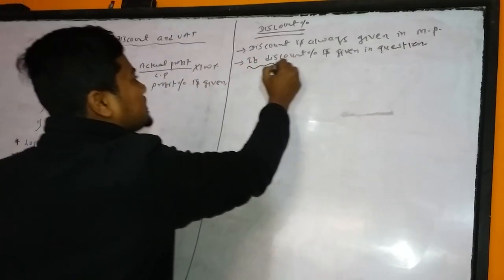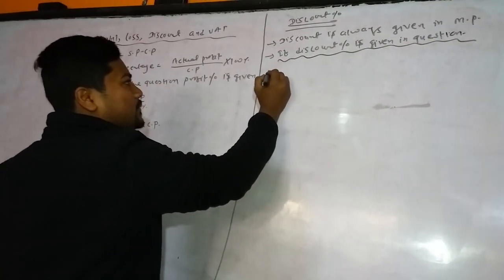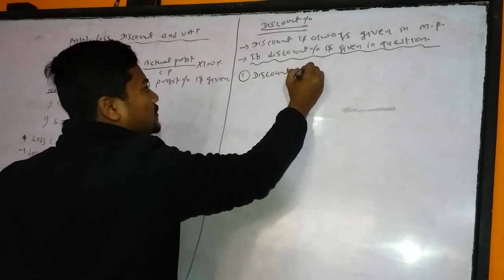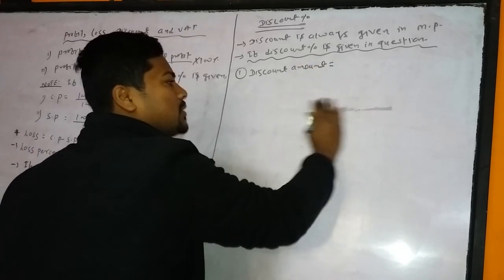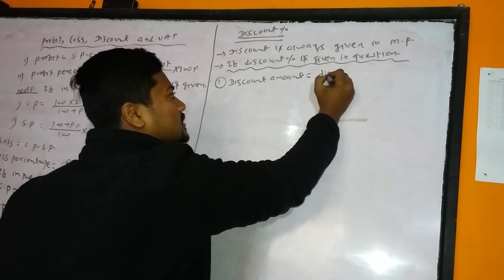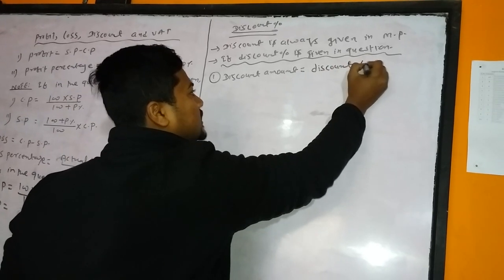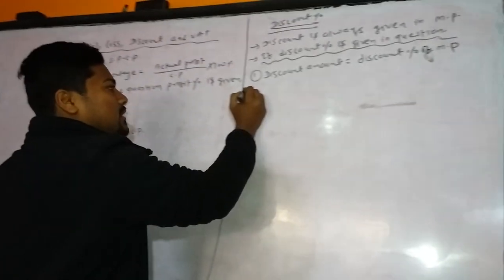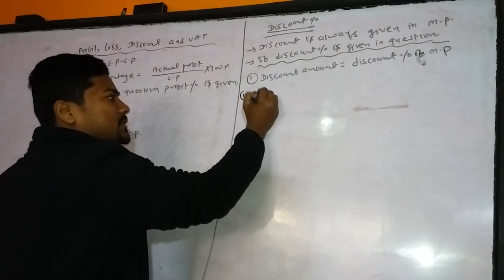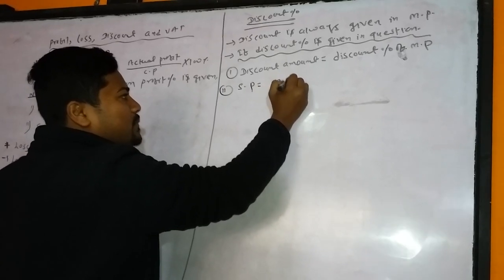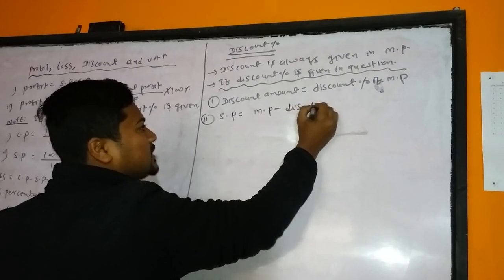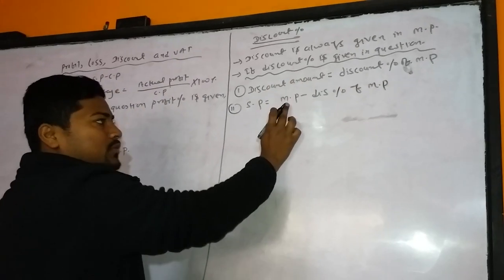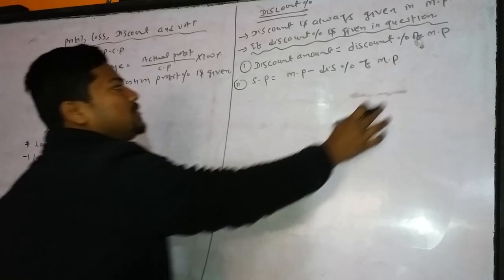what is formula number one? The discount amount formula. What is the discount amount formula? Discount percentage of MP. Now, if the discount percentage is given in the question, what is the SP formula? MP minus discount percentage of MP. And this discount percentage of MP means the discount amount. So you can say MP minus discount amount also.